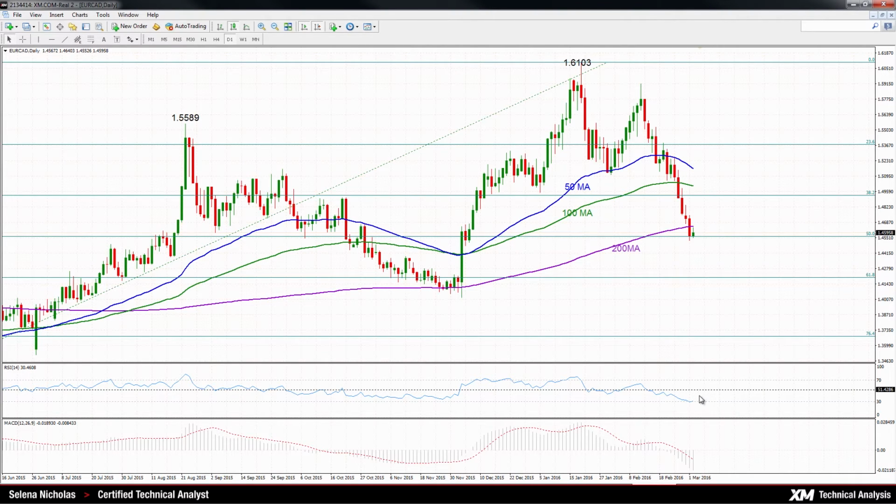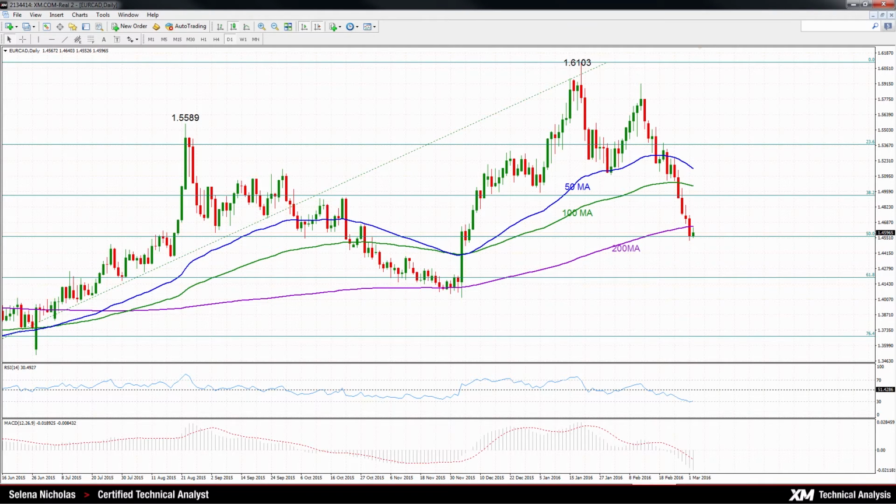RSI is giving bearish signals. It's below the 50 level. And MACD is also falling, and it's below zero now. So it's looking increasingly bearish now. The downside bias is gaining momentum.